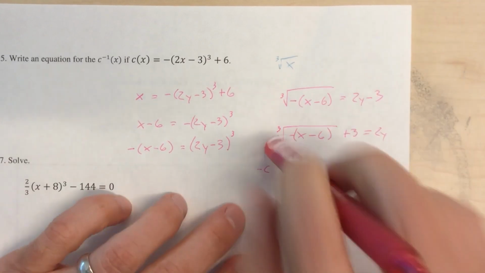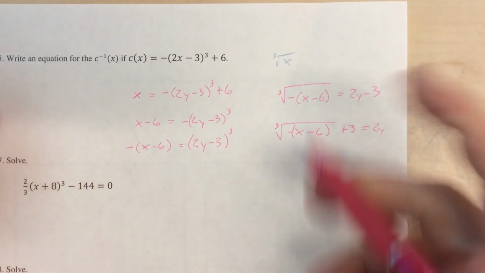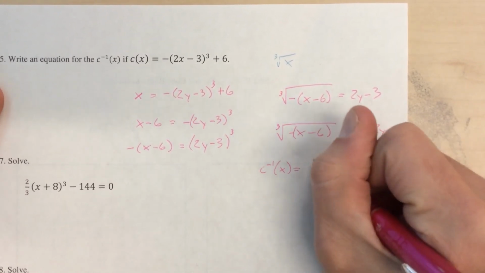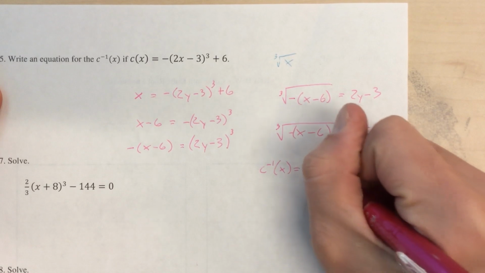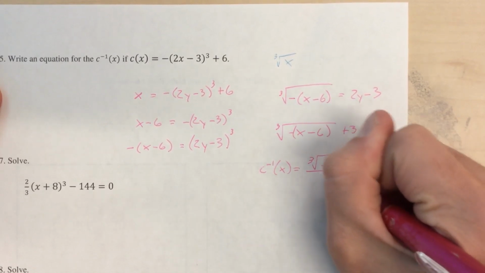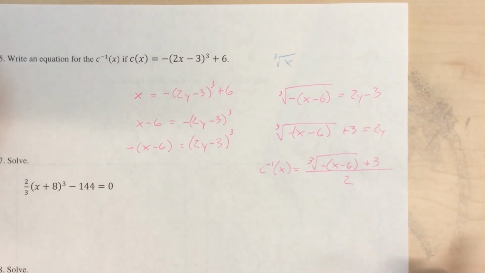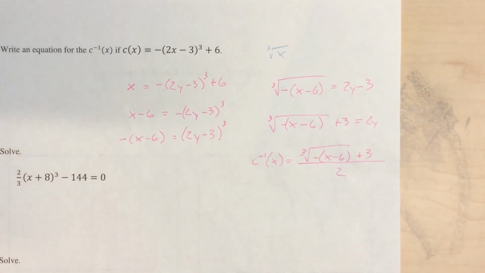Okay, so your final answer here is going to be the inverse of c of x is equal to a big fraction bar, cube root of negative x minus 6, plus 3, all over 2. And that's all we really need.